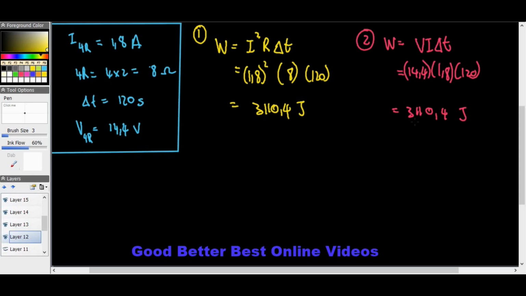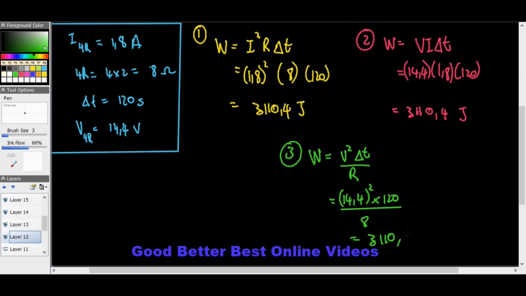All right. The third option, or formula, is W is equal to V squared delta T all divided by R, which is 14,4 all squared times 120 all over 8. If you do this, you'll still get the same answer. I'm going to double check it as well, since I made an error there that almost cost everybody their marks. So sorry. Yes, it is the same answer as these two, which is 3,110,4 joules. Okay, that's 12.3 all done.